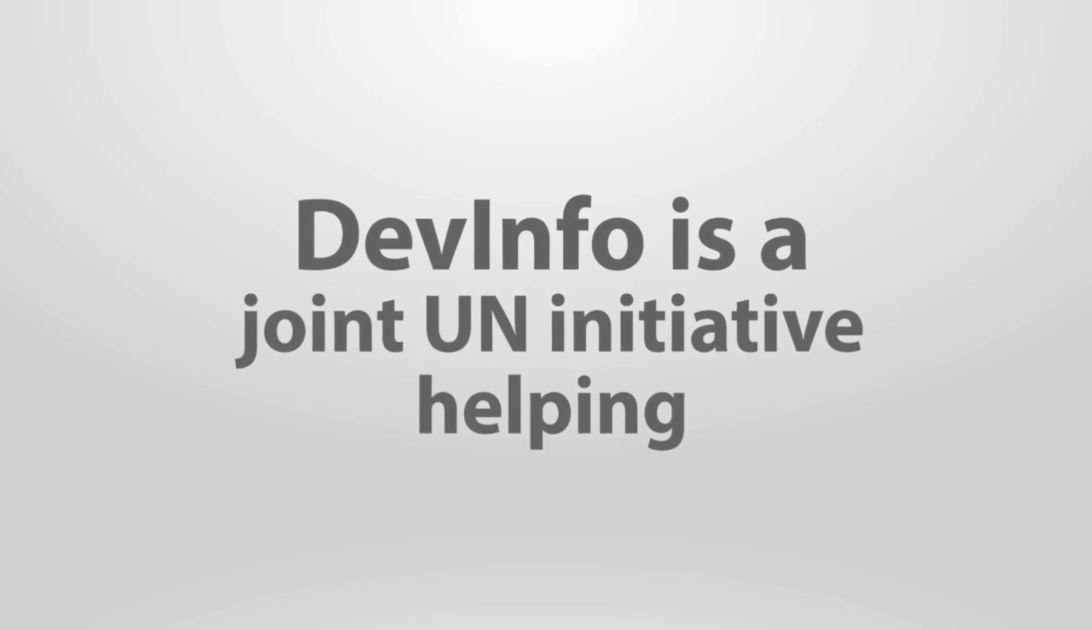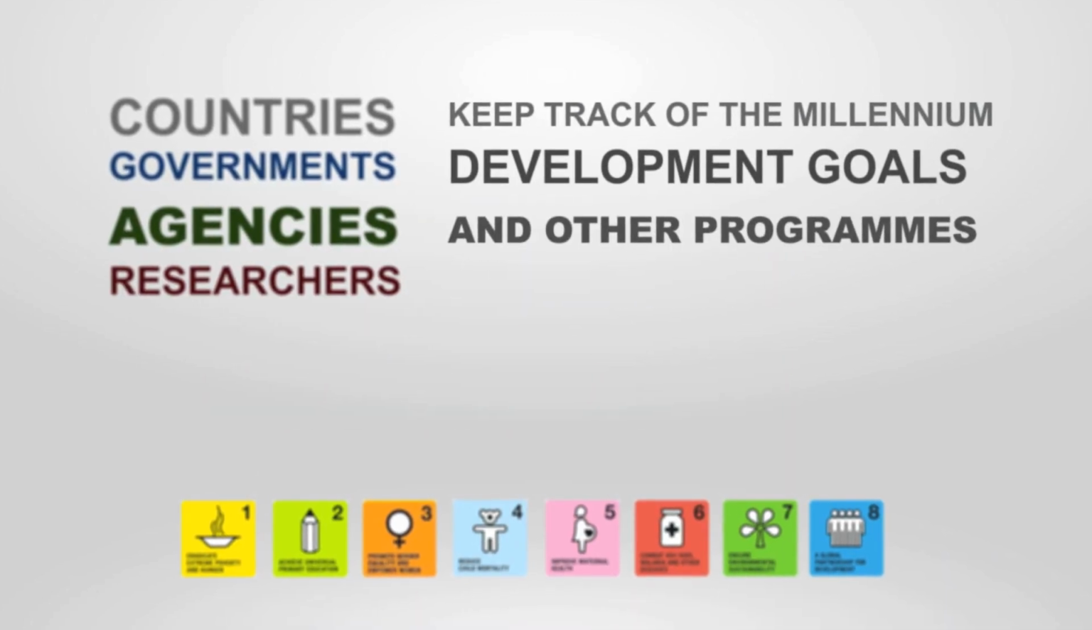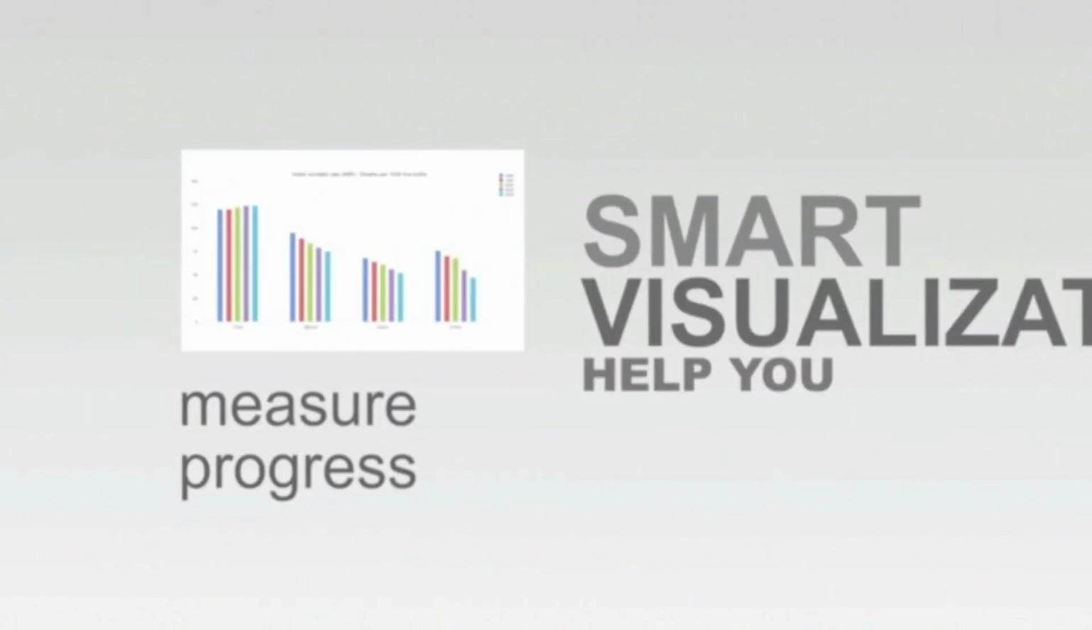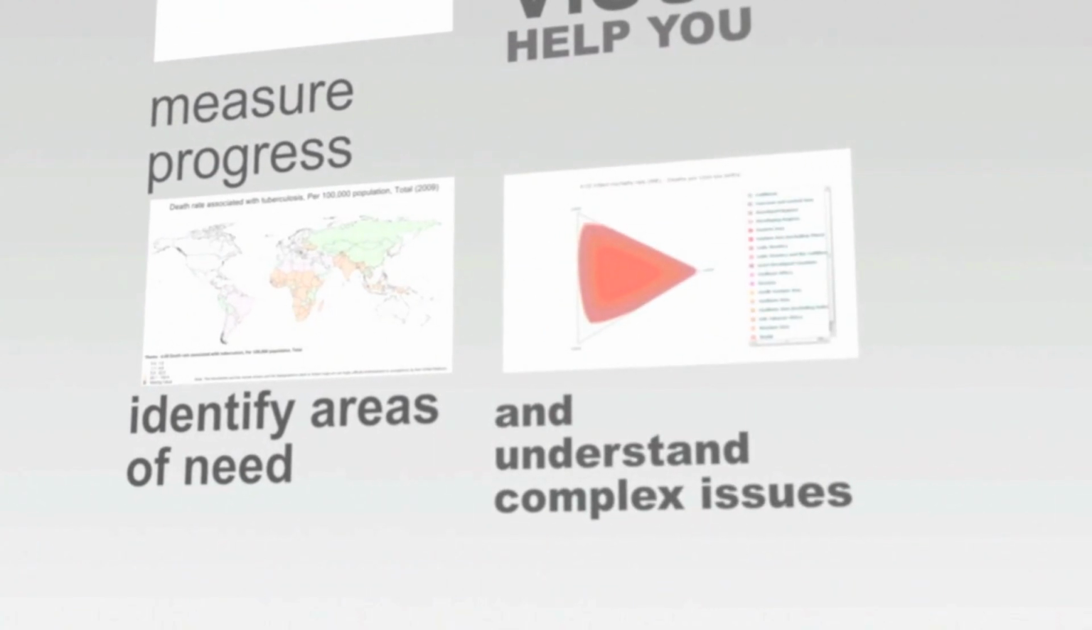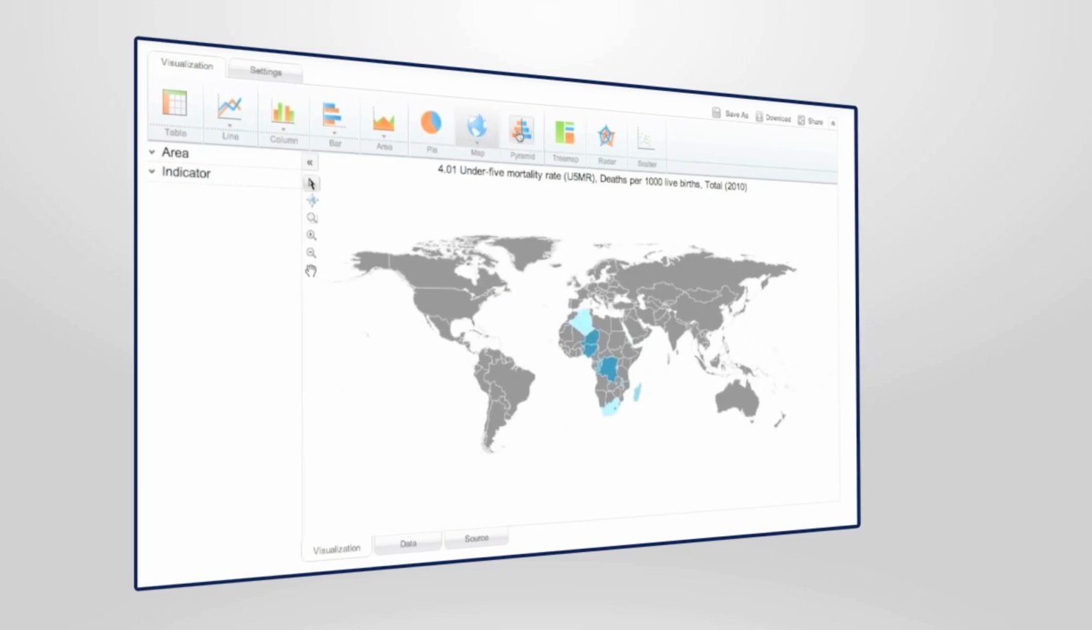DevInfo is a joint UN initiative helping countries, governments, agencies, and researchers keep track of the Millennium Development Goals and other programs so you can monitor and evaluate data the way you like it. Smart visualizations help you measure progress, identify areas of need, and understand complex issues. Bring data to life through instant maps and other visualizations.